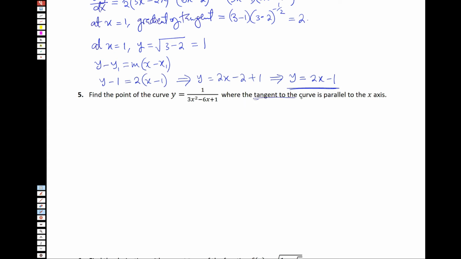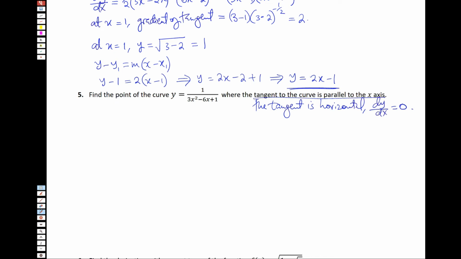So this means that the tangent is horizontal. Now, one thing we know, that if the tangent is horizontal, that means that its gradient is 0. So dy/dx should be equal to 0. So the plan for this question is to differentiate this function and then equate to 0 and solve for x. And then because it's asking for a point, once you find the x coordinate, you need to find the corresponding y coordinate at that point.